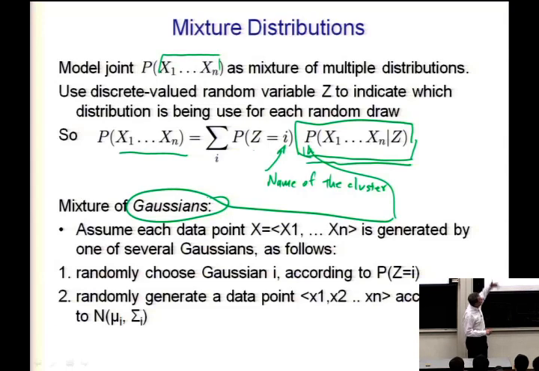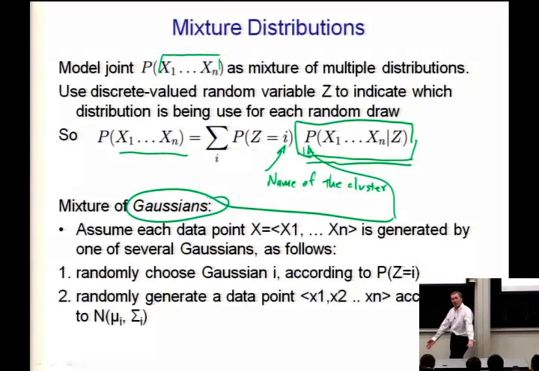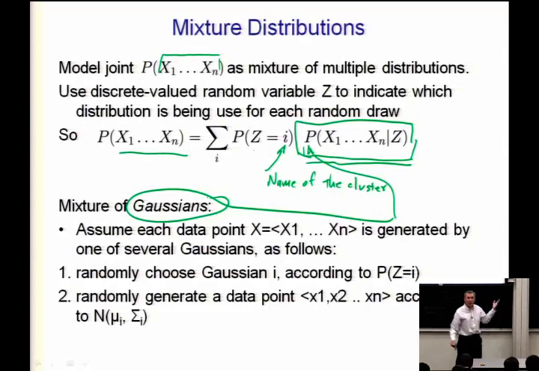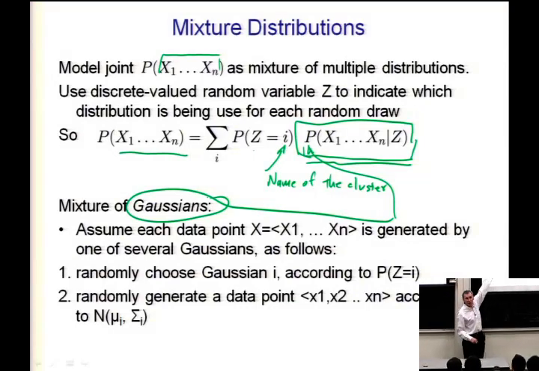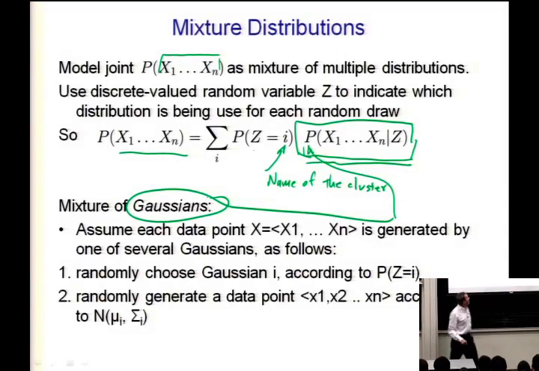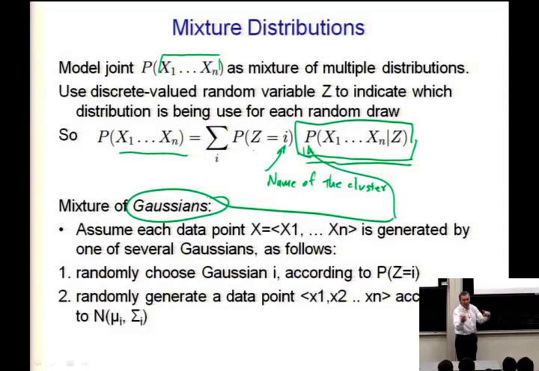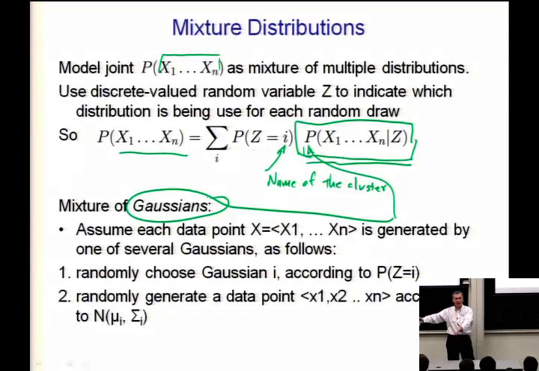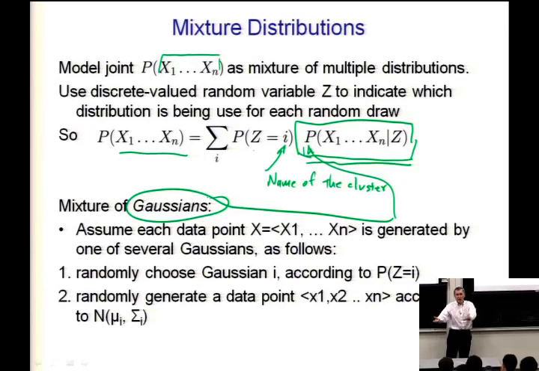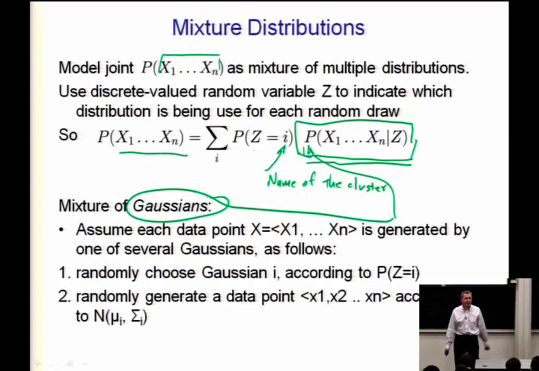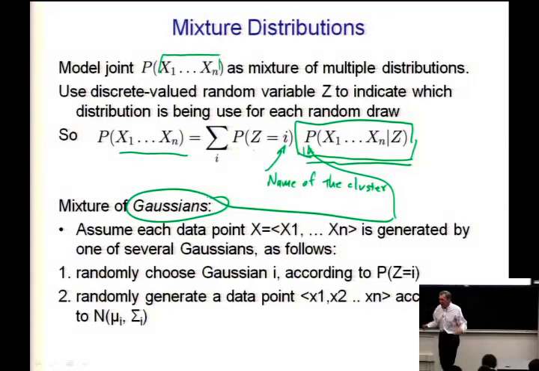And if we want to generate a random sample, a random data point according to a particular mixture distribution, then we can do that by randomly choosing a Gaussian according to P of Z. That'll give us a value for Zi. And then, given that we've chosen that Z, we go to that cluster. We pull out the definition of that Gaussian. It'll have a particular mu and a particular sigma. And then we can generate a data point according to that Gaussian. Okay. So it's actually very straightforward.